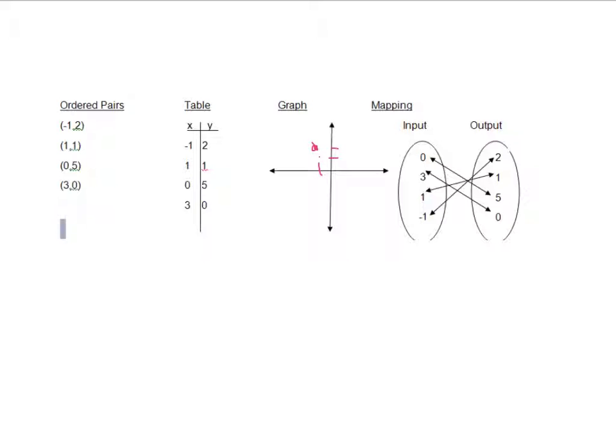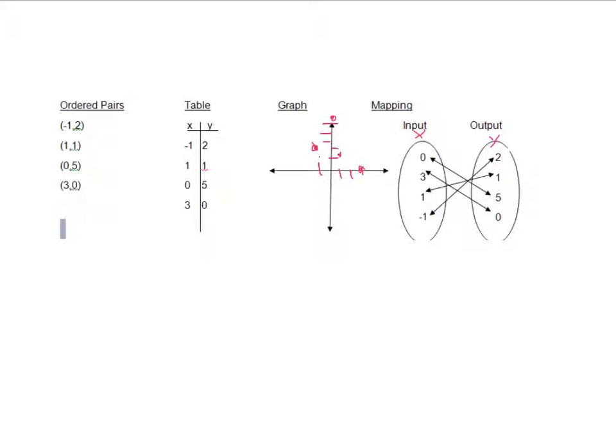You can represent them as ordered pairs. You can represent them as a table. You can represent them as a graph or as a mapping. A mapping is where you take the ordered pairs and put all your x's in one bubble and all your y's in a different bubble, and then you show how they are paired up.